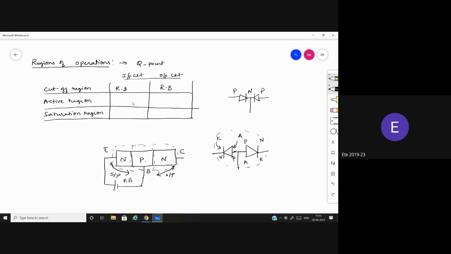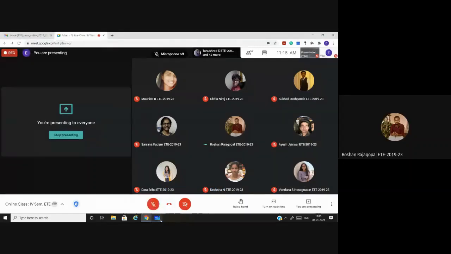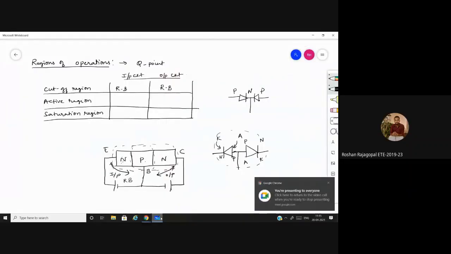The same way, the output circuit should also be reverse biased. So what I should do is connect this N layer to the positive part and the P layer to the negative part. So now, is this reverse biased? Yes, sir. It is reverse biased.